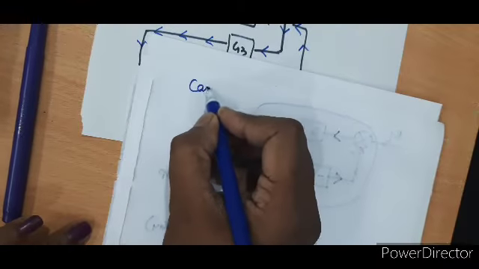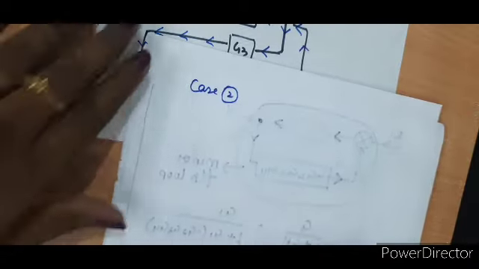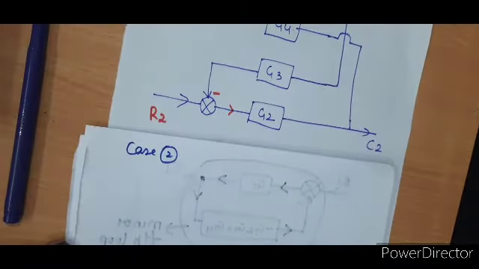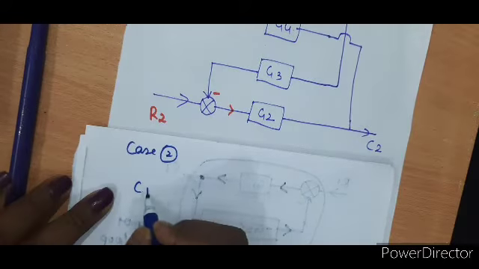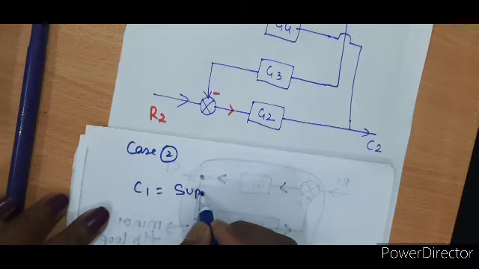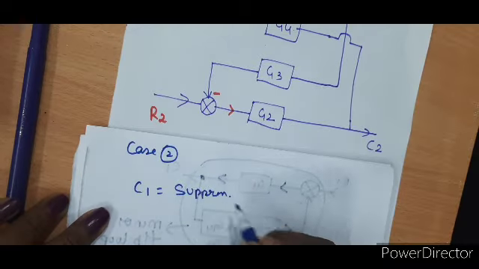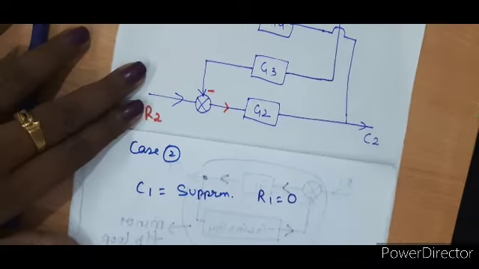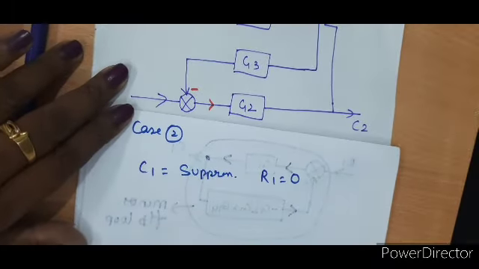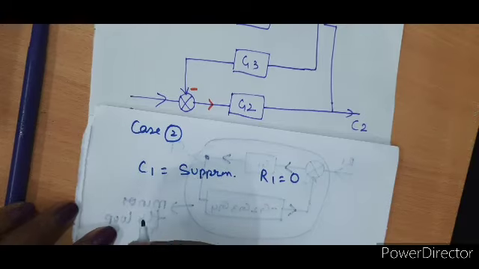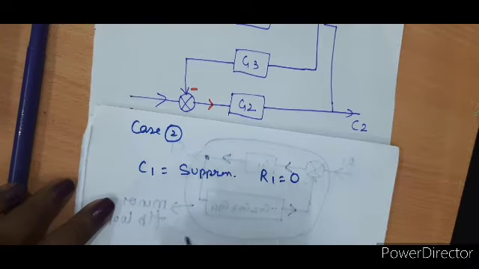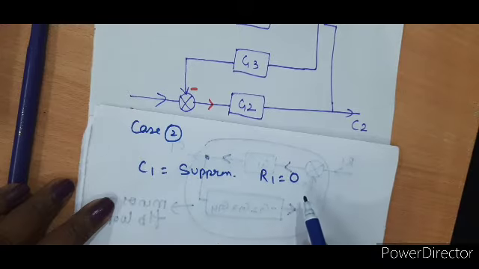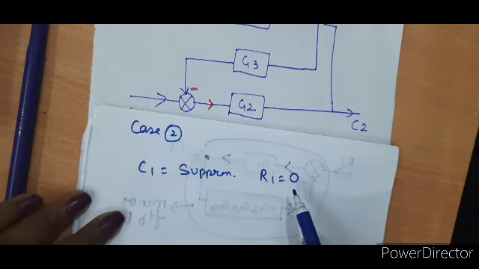Next, case 2. In case 2, I am going to suppress C1. What does it indicate when C1 is suppressed? R1 is equal to 0. C1 is suppressed, so R1 is equal to 0.